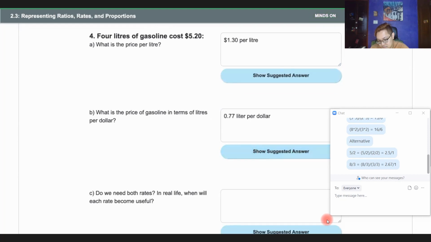So this would be 0.77 liters per dollar.